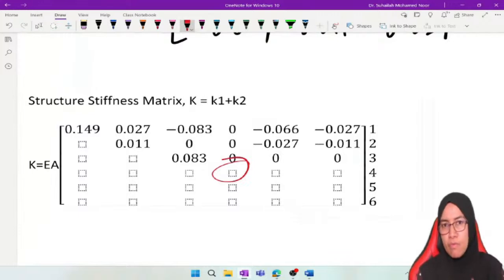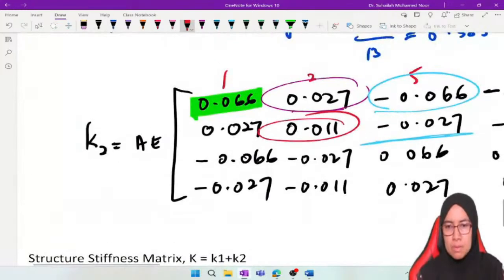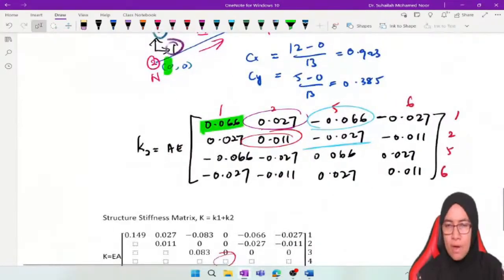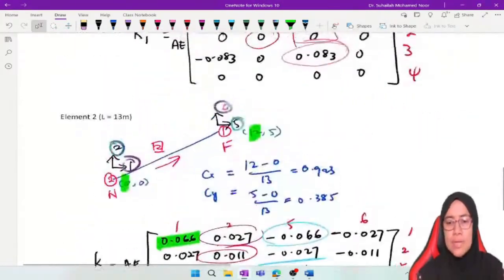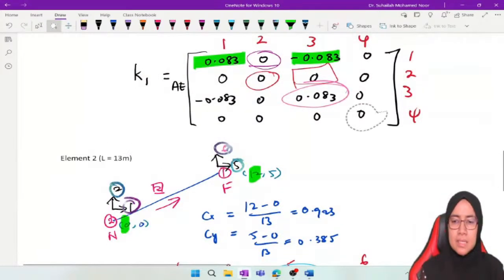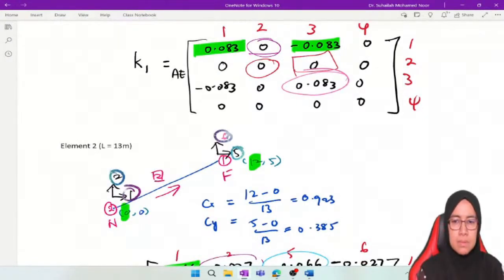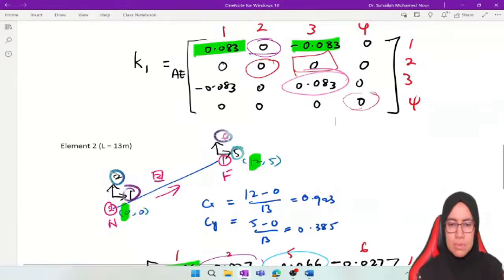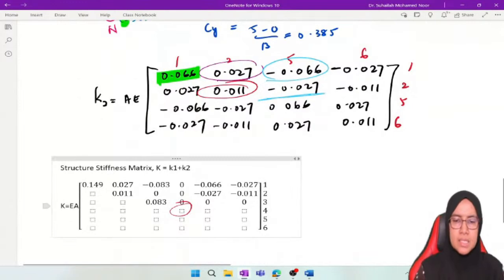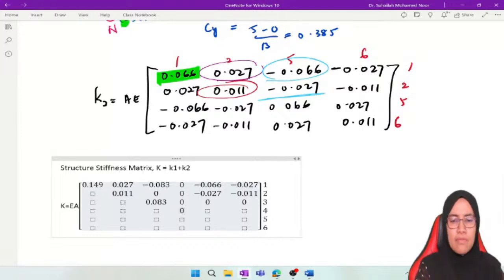Okay, it is 4, 4. 4, 4 we get from K1. There is no 4, 4 in K2. We get from K1, it is 0. So 4, 4 is 0.